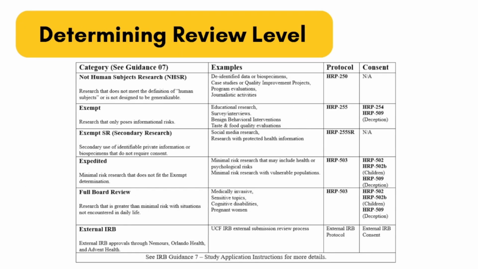When it comes to creating a new study application within the Huron Research Suite, it is essential to start with determining the category for the level of review that your research falls under. There are 6 main categories for the level of review that a research project must undergo. Not human subjects research, which uses existing de-identified information or biospecimens, or research that does not aim to produce generalizable results, such as program evaluations or quality improvement projects.